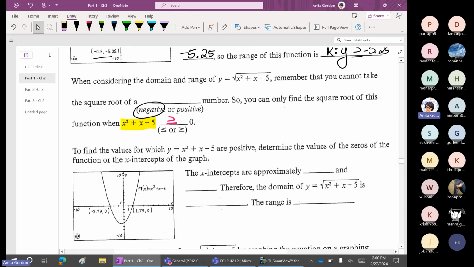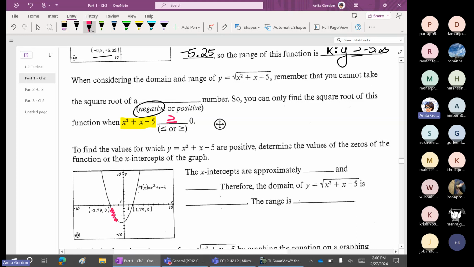So looking at my picture, I cannot use this part of the graph because it's in the negative y values. So I know I'm going to have a key point here and a key point here. I know I'm probably going to have another intersection somewhere up here where I have a 1. So I can say the x-intercepts are going to be, looking at the picture here, negative 2.79 and positive 1.79. Those are going to be the starting points.